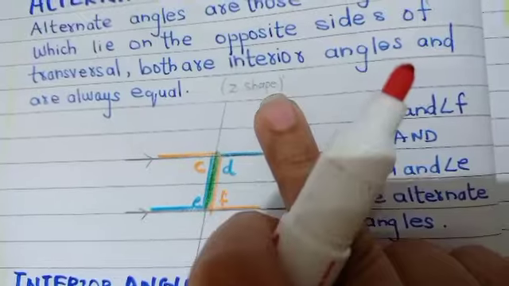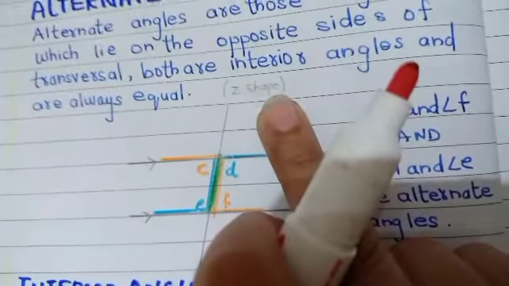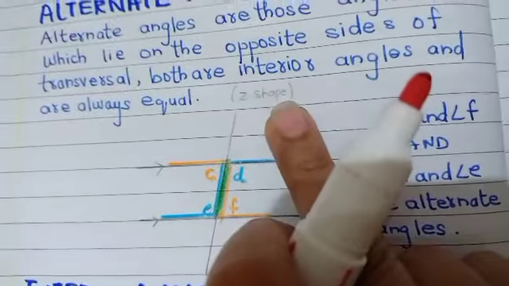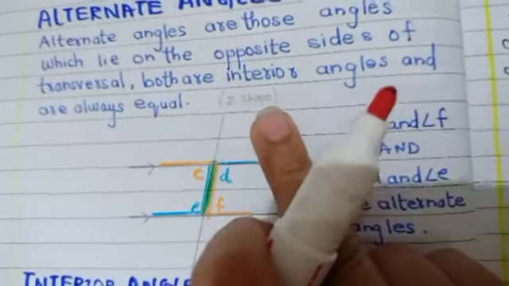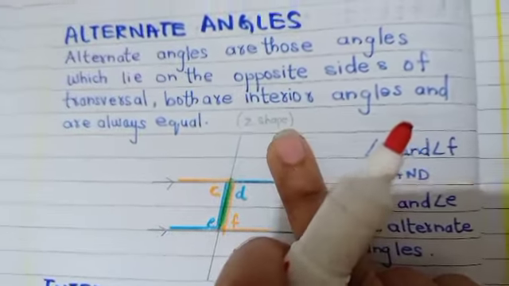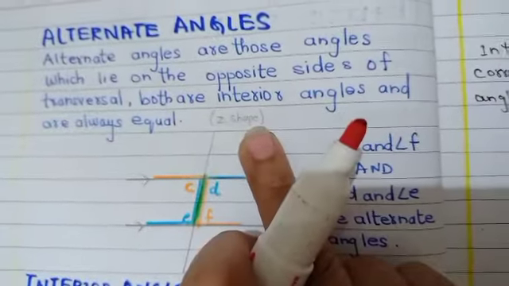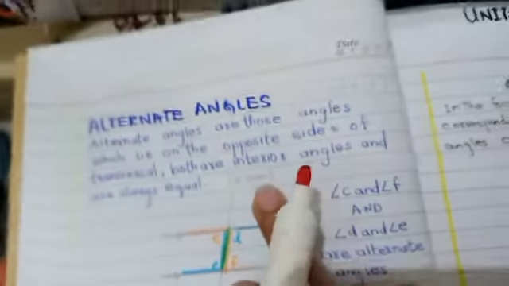Okay, corresponding angles, which shape do they make? They make the shape of F. To identify corresponding angles, you have to look for the shape F. And to identify alternate angles, you have to look for the shape Z. Now I will tell you how to identify alternate angles looking at the shape Z.